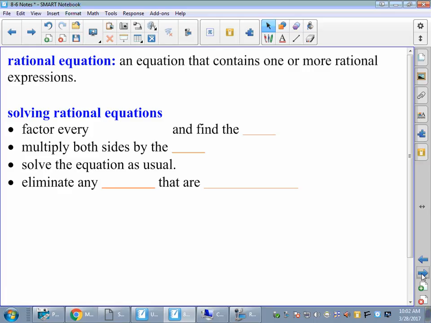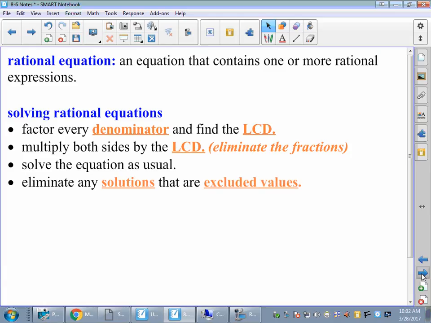So really quick, some definitions and terms. A rational equation now is different than an expression. It's just setting an expression equal to each other. So we have an equation. We have equal signs. You're going to factor every denominator and find the LCD. Multiply both sides by the LCD. You could call it the LCM. We're not going to get a common denominator. We're going to get rid of the common denominator. We're going to solve the equation as usual.